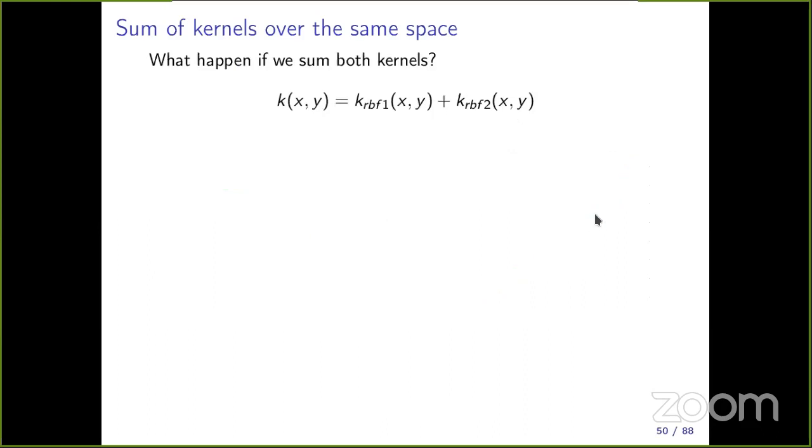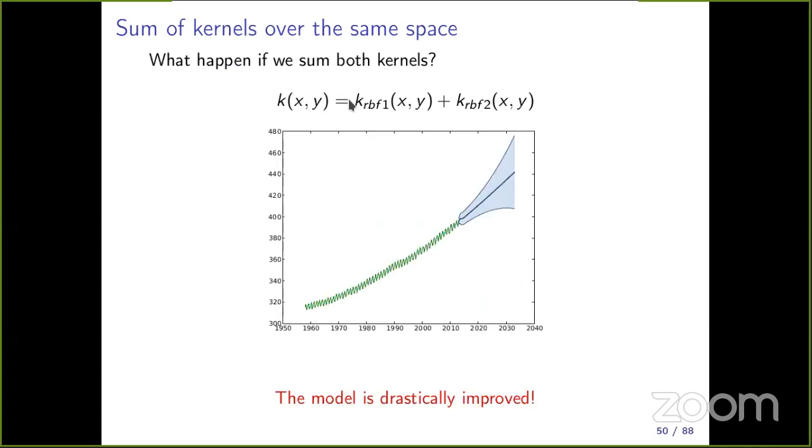But now, what happens if we sum the two covariances? We say, oh, I know I have two components in my signal. I have a low frequency variation for the trend, the high frequency variation for what's happening on the yearly basis. And then we end up with this model that is much, much better. Now both the mean and the confidence intervals make sense.